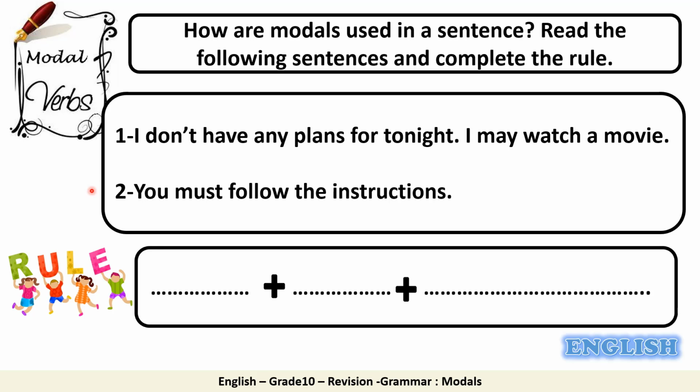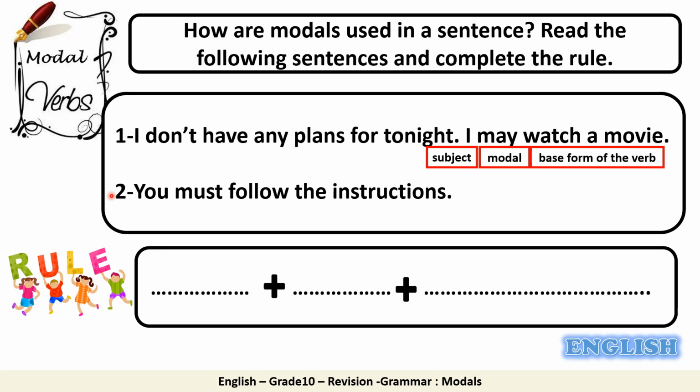Ready to share answers? Okay. First one, I don't have any plans for tonight. I may watch a movie. Where is the modal here? Excellent, it's may. So how is it used in the sentence? Very good. I have I, subject, plus may, modal, plus the base form of the verb watch.